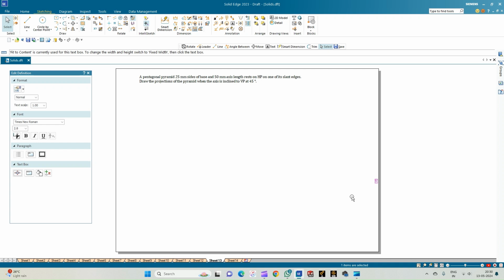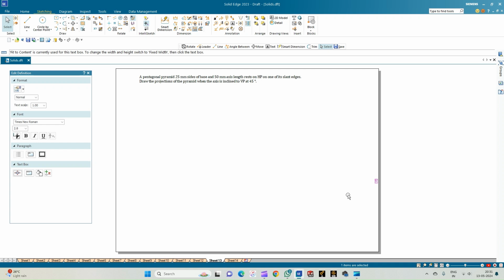So here we can understand that the initial resting condition of the pyramid is not given, but however, the second condition, that is, it is resting on one of its slant edges, is clearly stated. So we can rest the pyramid on its slant edge only when it is initially resting on one of its corners. Only then the pyramid can be tilted in such a way that it is resting on one of its slant edges in the second position. So this is the first conclusion.